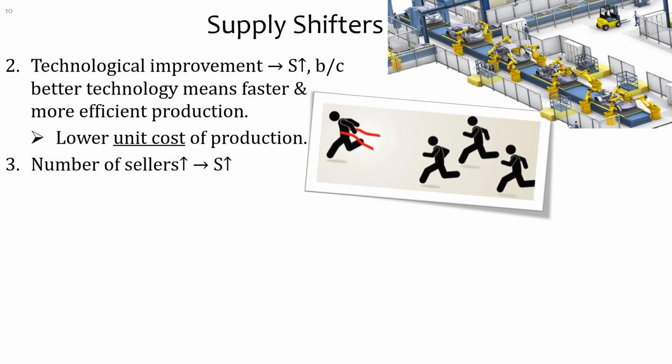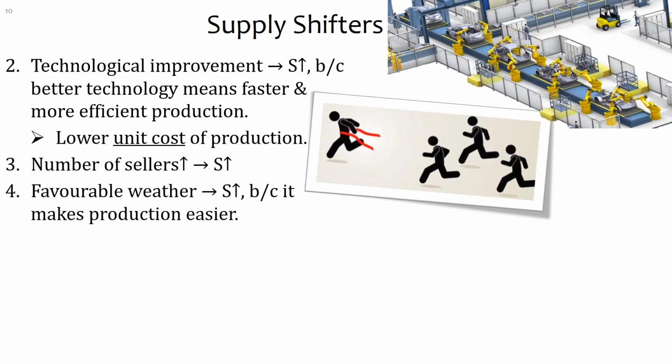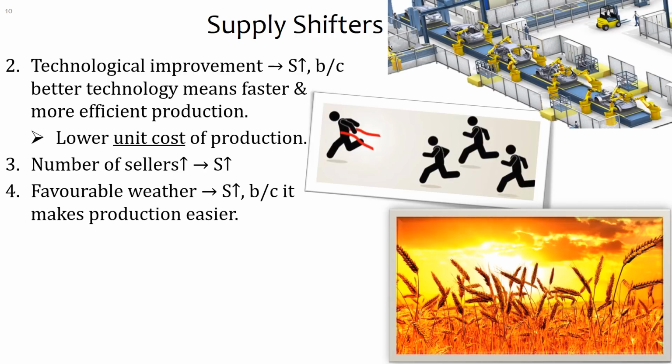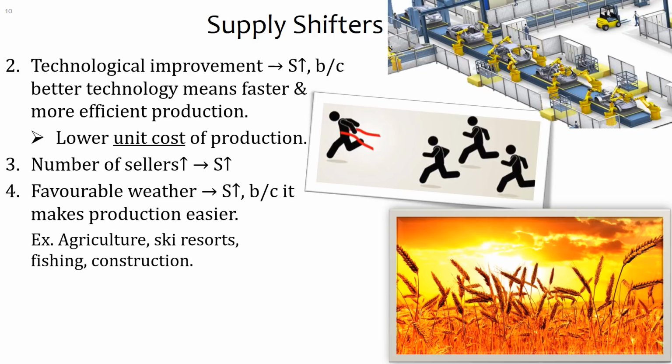Another obvious shifter is the number of sellers. If there are more sellers around in any industry, the supply of that good or service is going to increase. And the next one is favorable weather. If there is better weather, then it's going to increase the production because it makes it easier. So think of the yield of agricultural products. If there is good sunshine, good rain, it's going to increase the yield. Other examples would be ski resorts, fishing, and construction.